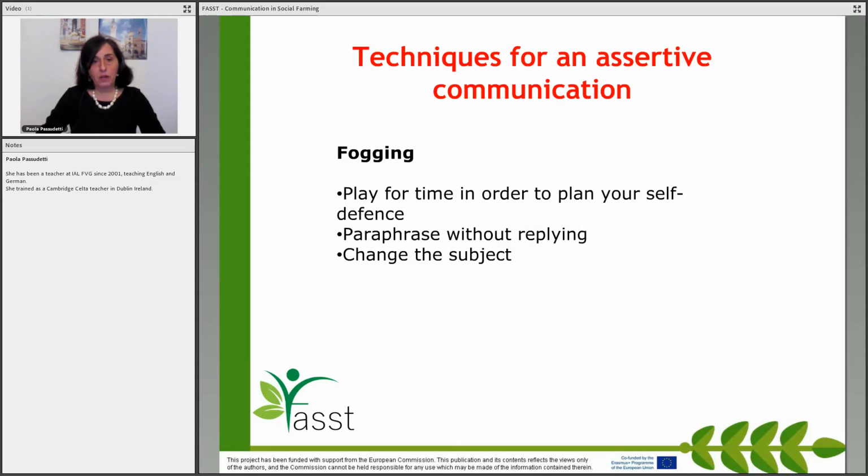Fogging. Fogging is when you play for time, you temporize in order to use time to plan your self-defense. So you can paraphrase without replying, and you can change the subject.